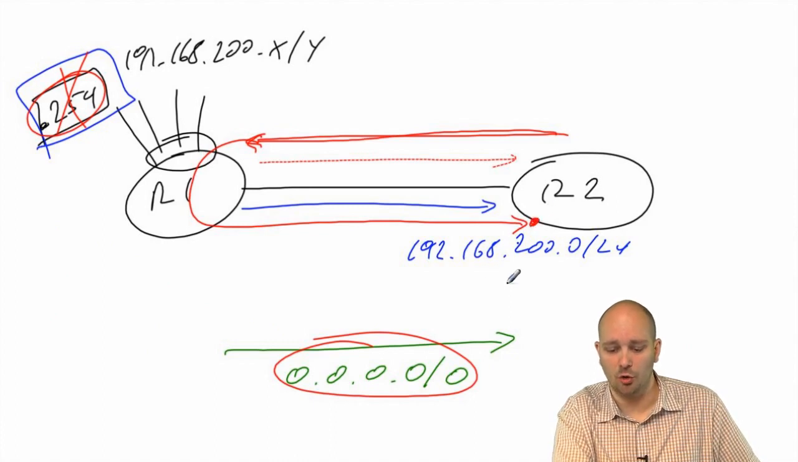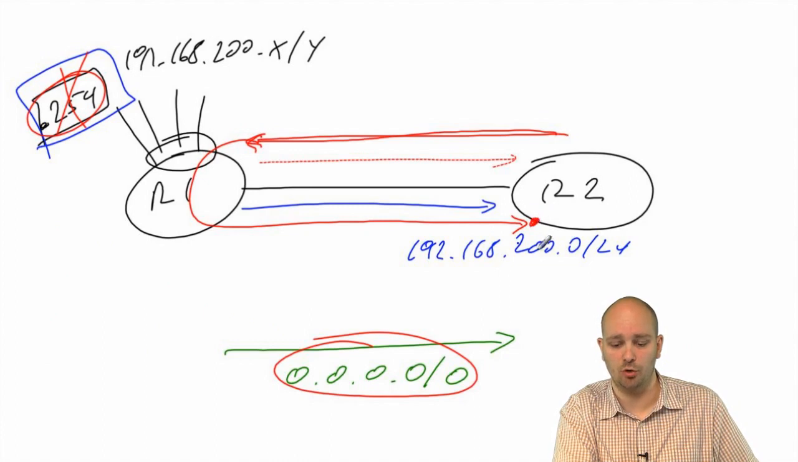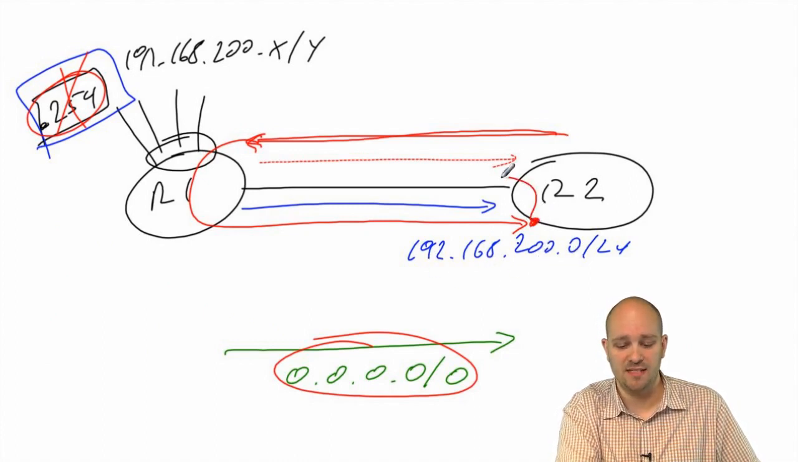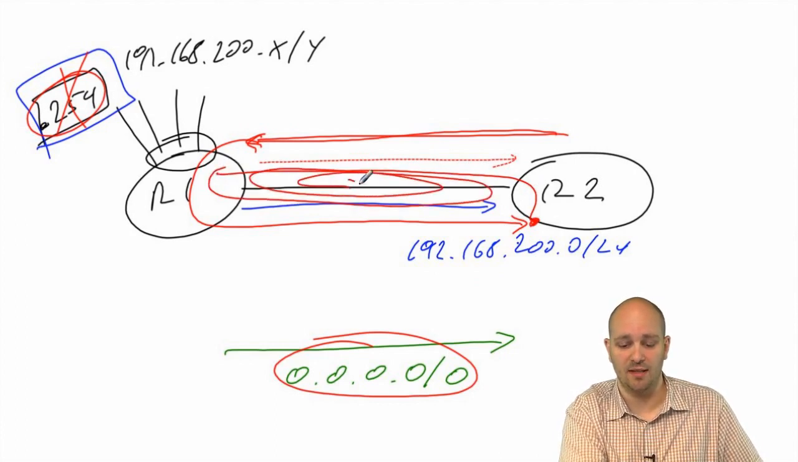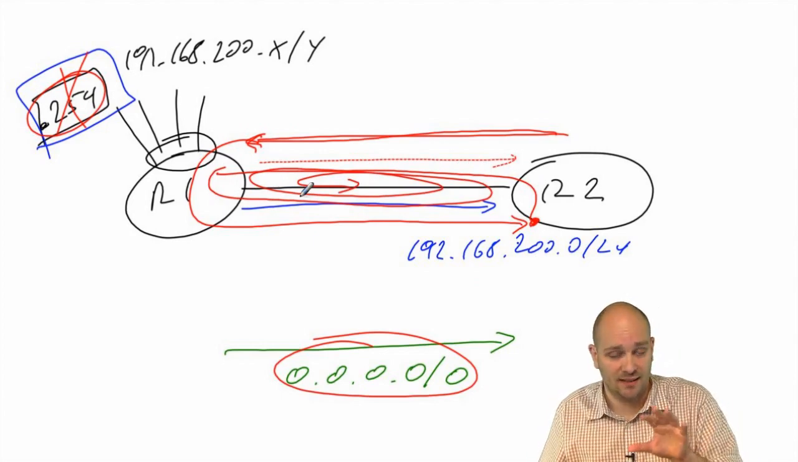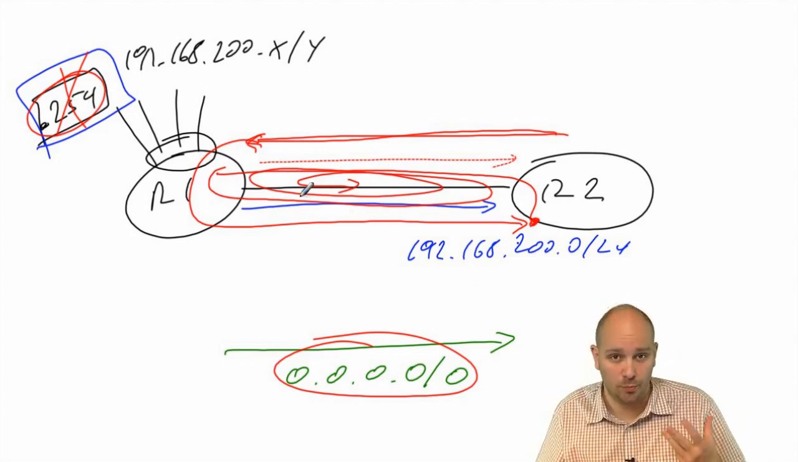Now R2 is going to look at its own routing table. Oh, I have the traffic that's supposed to go to 192.168.200.254. Let me send this to R1. And then what we are going to end up having here is the loop. And this is the exact situation that the discard route is designed to prevent.